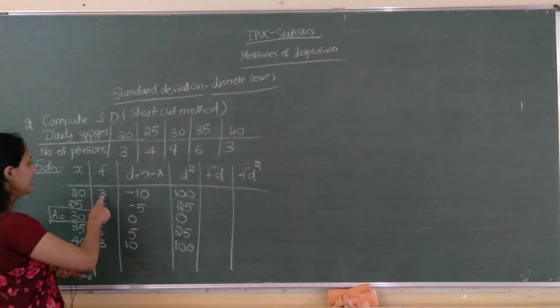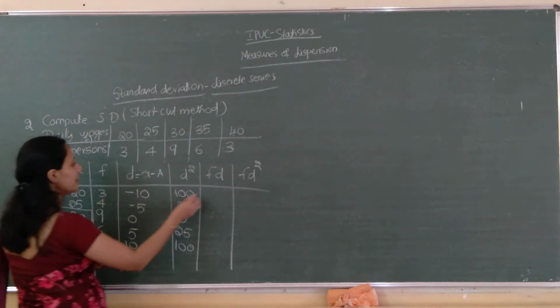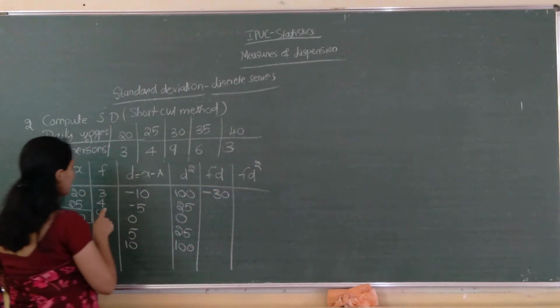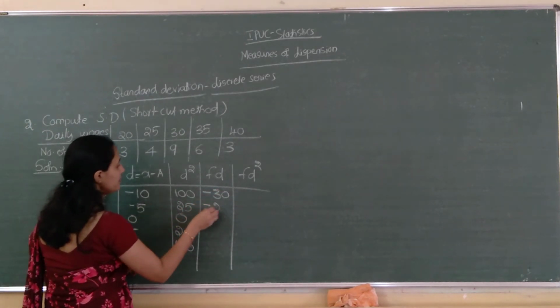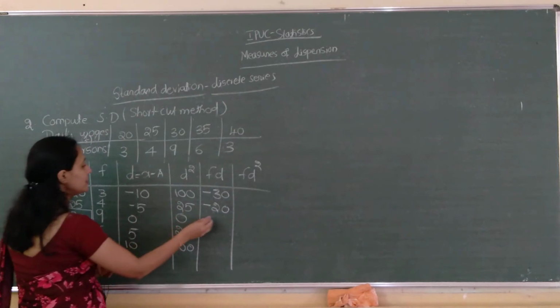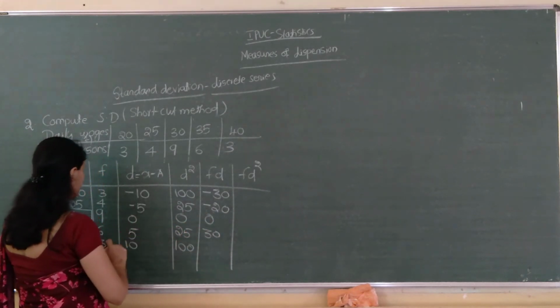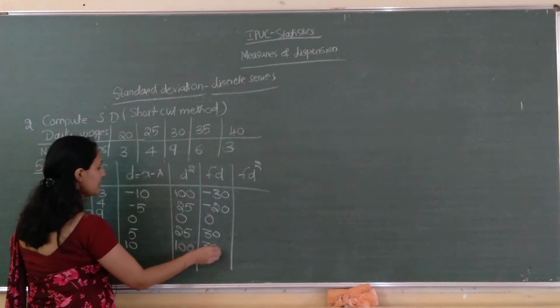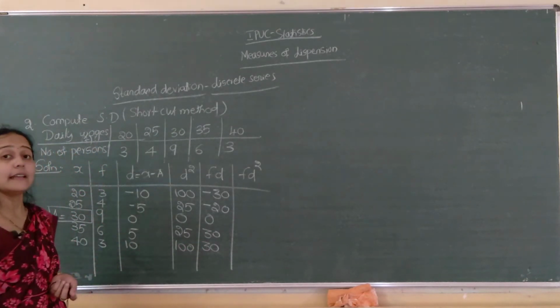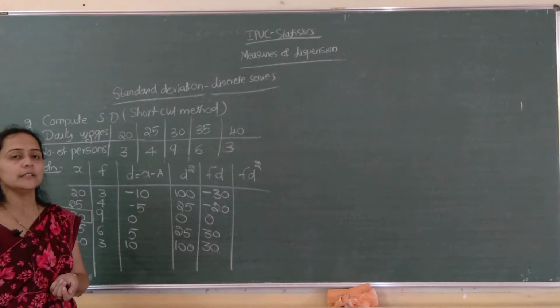F into D. 3 into minus 10, minus 30. 4 into minus 5, minus 20. 0 into anything is 0. 6 5s are 30. 3 10s are 30. Correct? Last, F into D square.